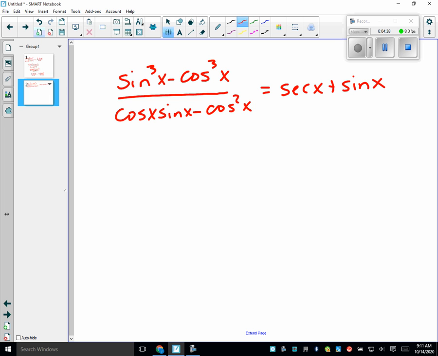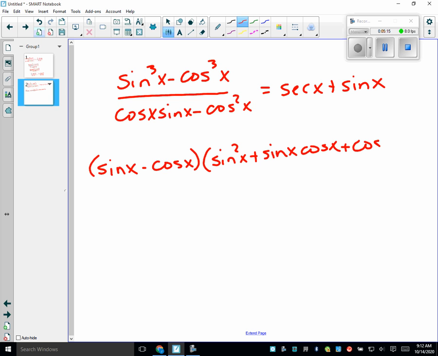Okay. The first thing to me is obvious that I'm going to work with the left. Is that obvious to you? Yes. Okay. The numerator will factor. You remember how to factor cubes? You all call it the SOAP method? So it factors into sine minus cosine times sine squared x plus sine x cosine x plus cosine squared x.